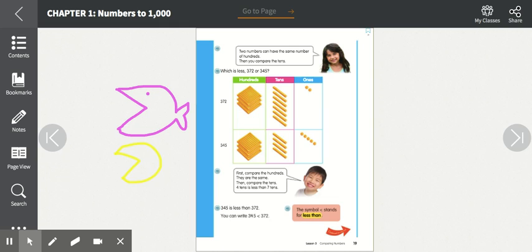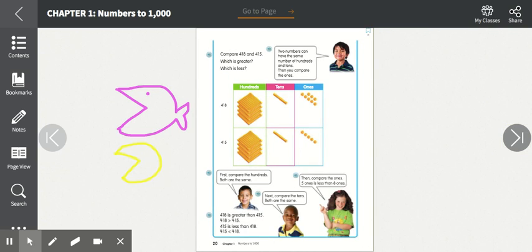So now we have to compare the tens. Well, there's seven and four. Four tens is less than seven tens, so this number is the least, it is less than 372. So when you write it as a math statement, you'd write 345, and this is 372, and this is the larger number, so Pac-Man wants to eat it. But when you read it, you'd say 345 is less than 372.